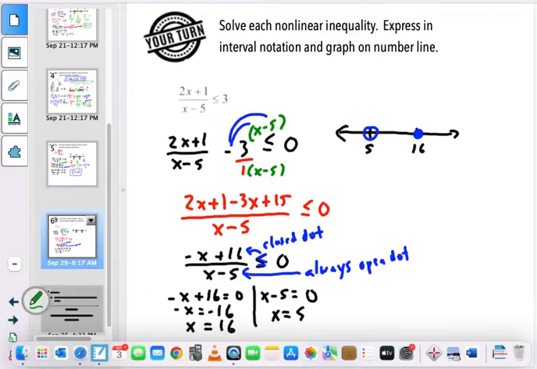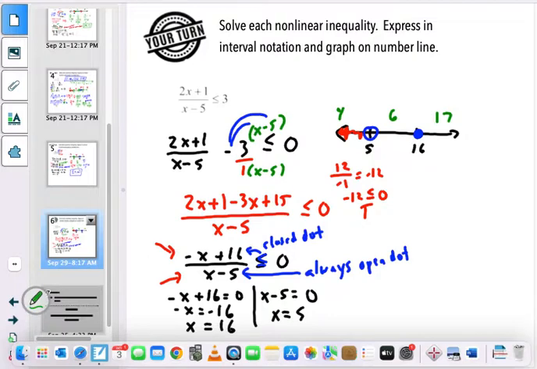All right, so let's pick a value less than 5 there, so maybe like 4. Something between 5 and 16 there, so maybe like 6. And something larger than 16, so maybe like 17. All right. Again, we're going to put it in over here, up here in the numerator and down here in the denominator. So -4 plus 16 there gives us 12. And 4 minus 5 there is a -1. 12 divided by -1 is a -12. Is -12 less than or equal to 0? Yes, that's true. So we're going to shade in this section over here.